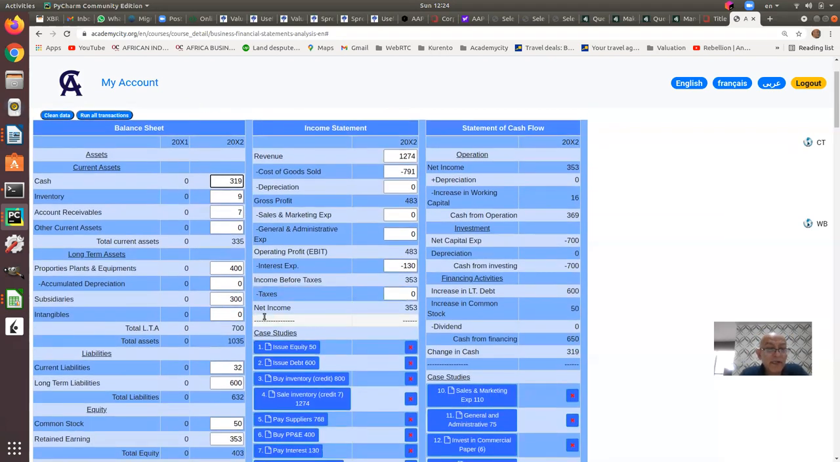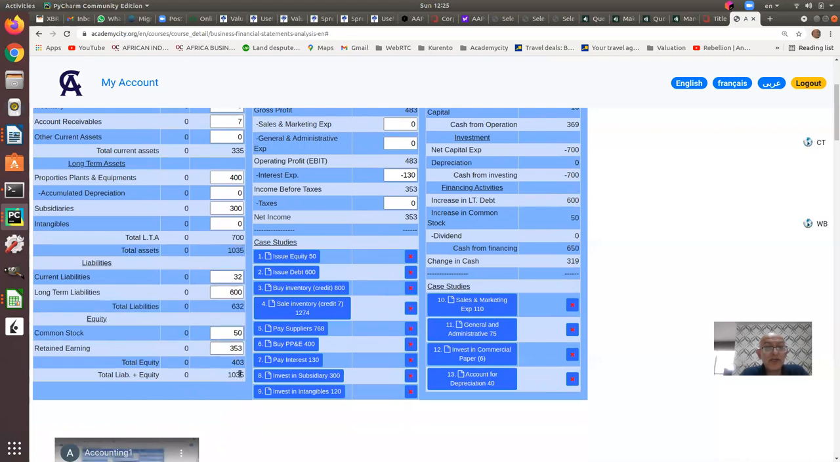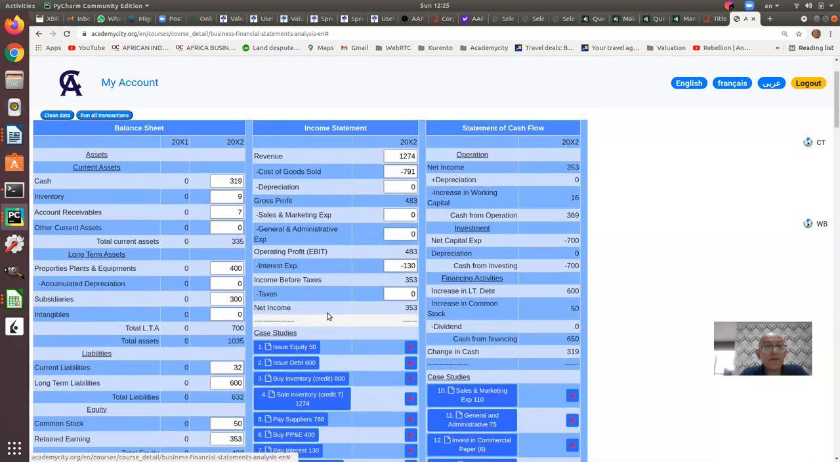Hey, but as the 400 went up, I have another asset that went up. So what is the transaction all about? Cash went down by 300. And the subsidiary, another asset, went up. So the total hasn't changed. Total assets didn't change. Total equity plus liabilities didn't change. Anything in the income statement? No, nothing. But there is a change. Definitely cash went down and the capital expenditure went up.